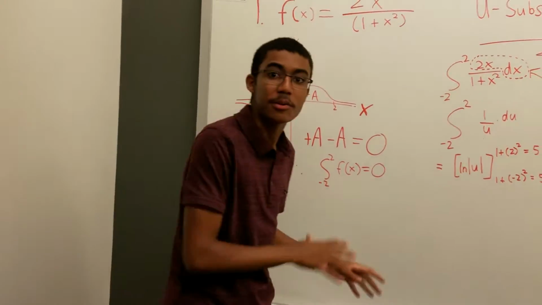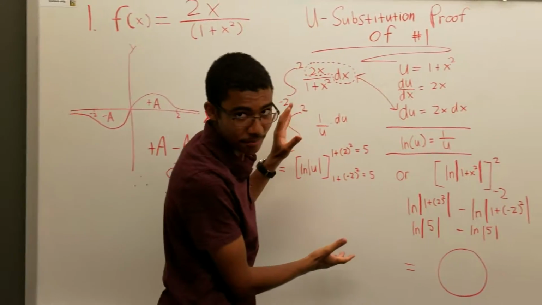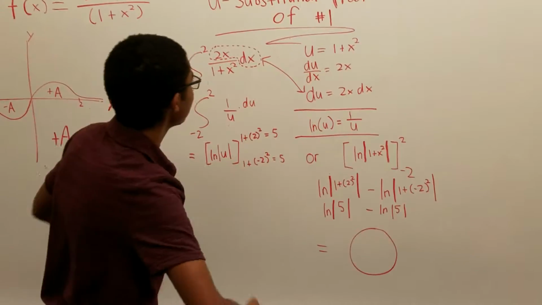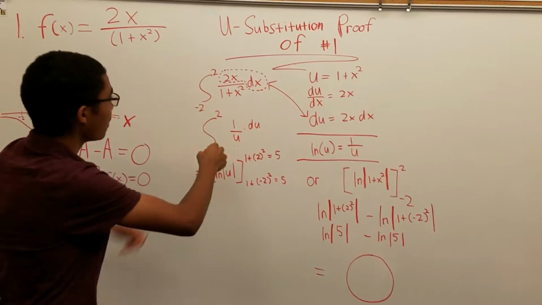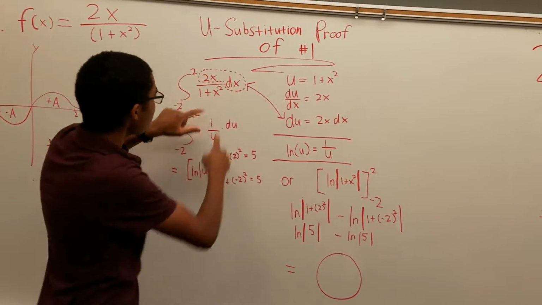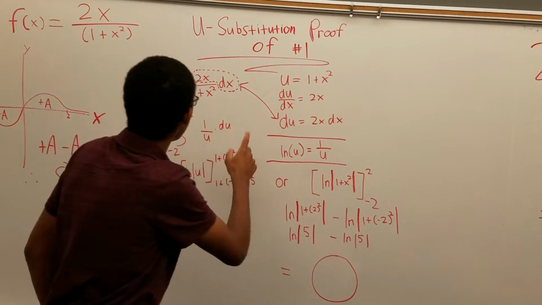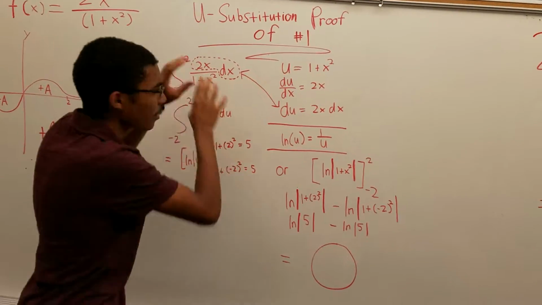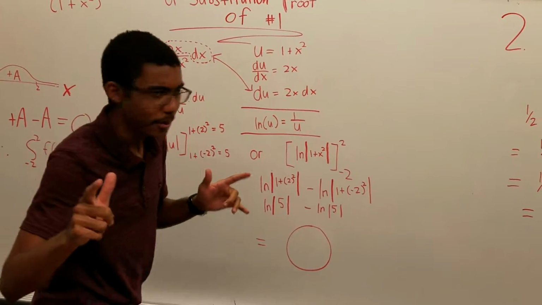Now I'm going to prove this to you using u substitution. I'm going to go through everything. Ready, set, go. So we have the integral from -2 to 2 of f of x dx, as we have over here. Now, we're going to make our u something whose derivative will equal another portion of the function. Let me show you what I mean.